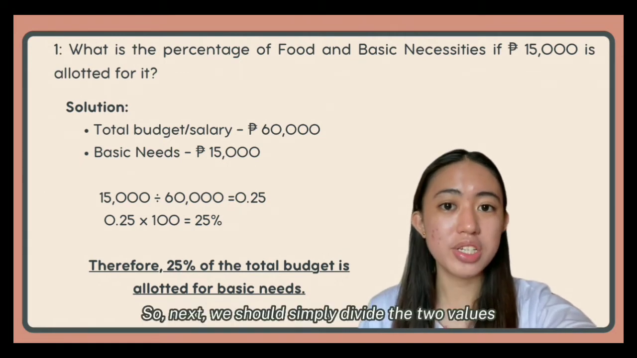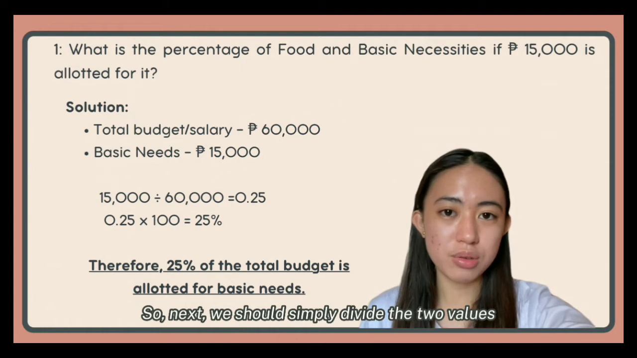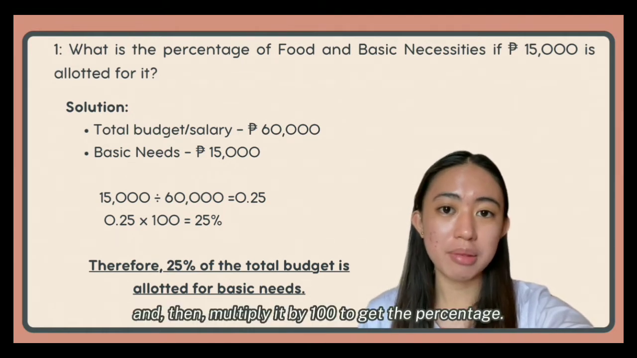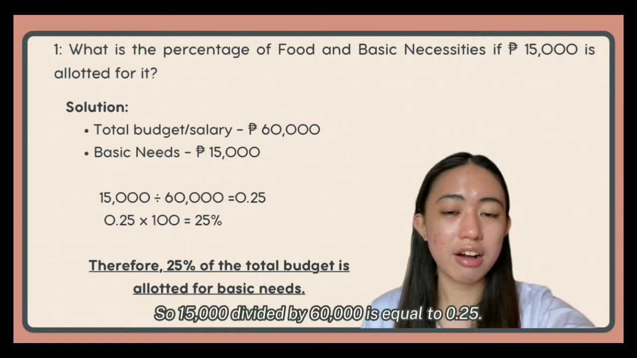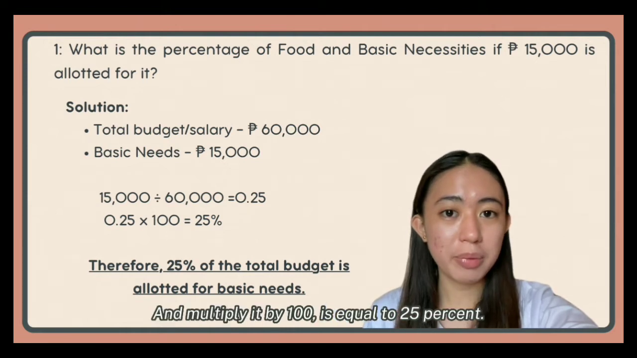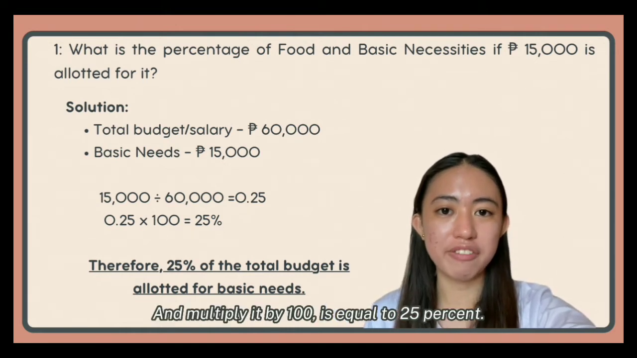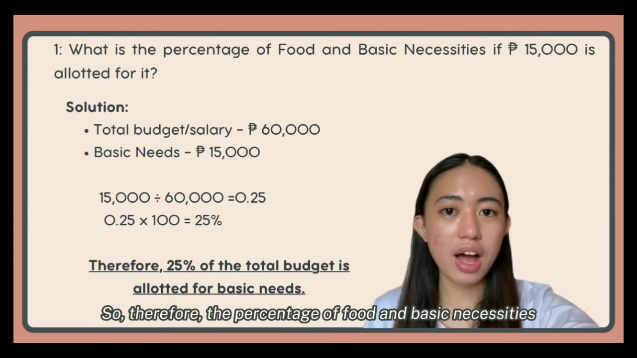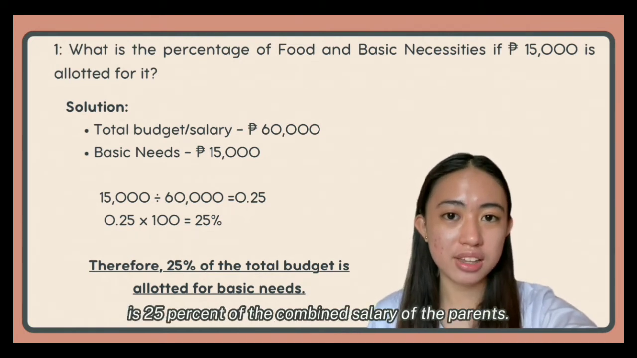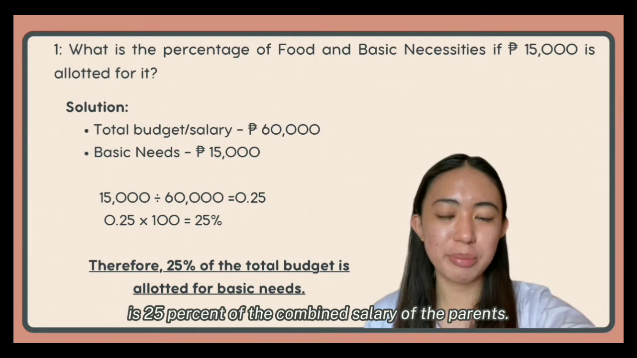So next, we should simply divide the two values and then multiply it by 100 to get the percentage. So 15,000 divided by 60,000 is equal to 0.25, and multiplied by 100 is equal to 25%. So therefore, the percentage of food and basic necessities is 25% of the combined salary of the parents.